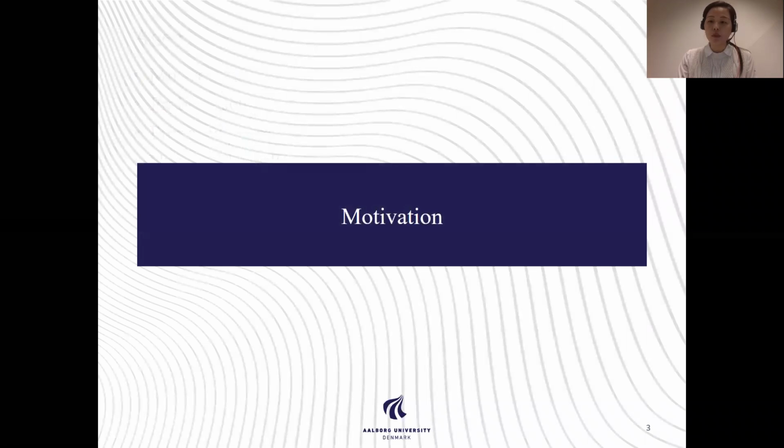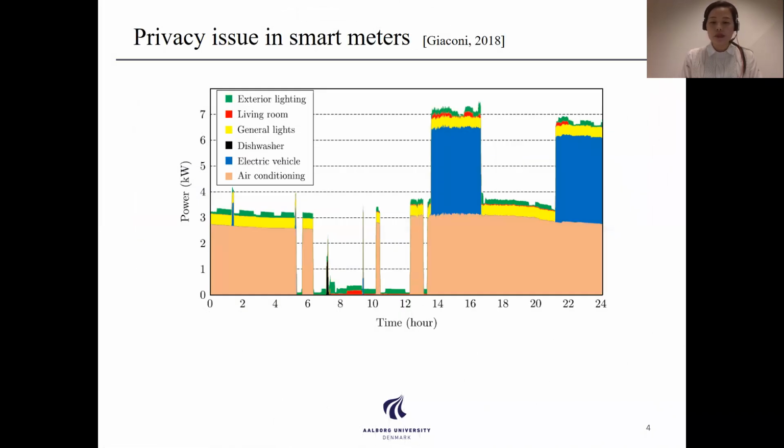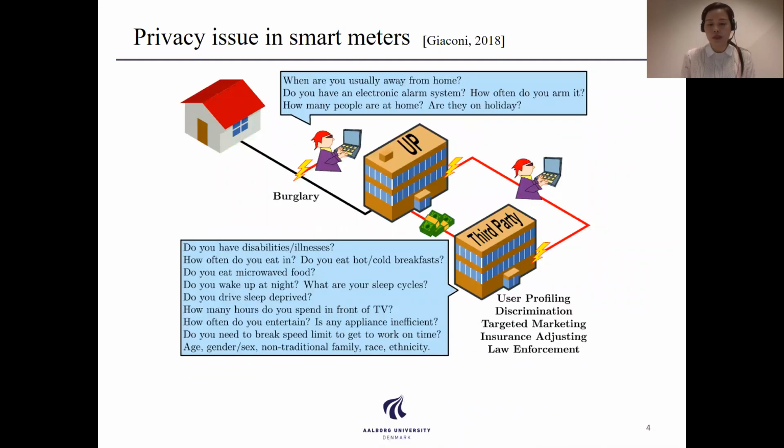Now let's start with the motivation. Here is one example to show the privacy issue in smart meters. Here is the power consumption data of a household. You may think that it doesn't look like quite sensitive information, right? It's not your fingerprint, it's not your bank account, it's not your facial images. But actually, it turns out that by using this power consumption data, a lot of private information can be inferred. For example, whether you're away on holiday, or even your health condition, like whether you are disabled or not.